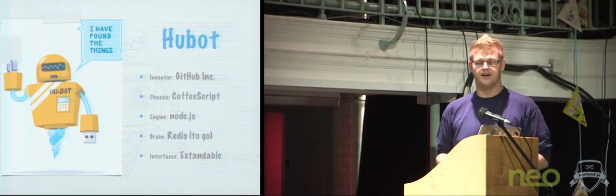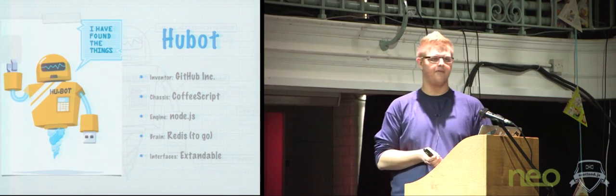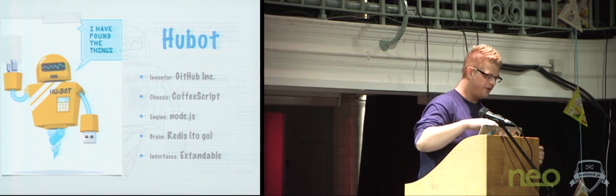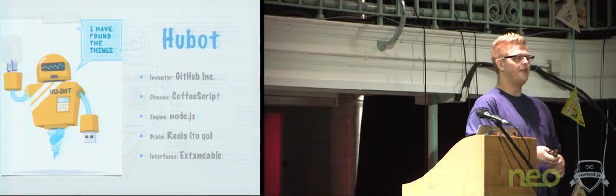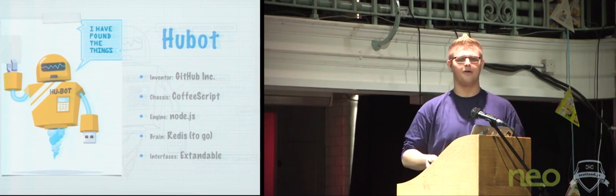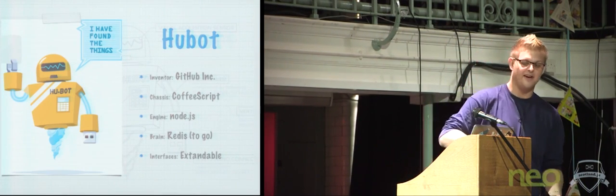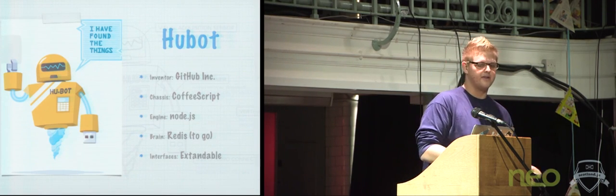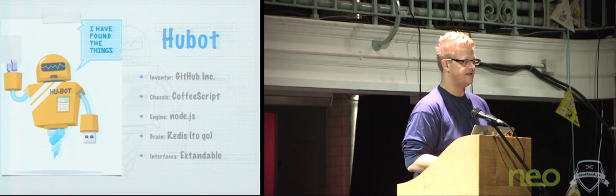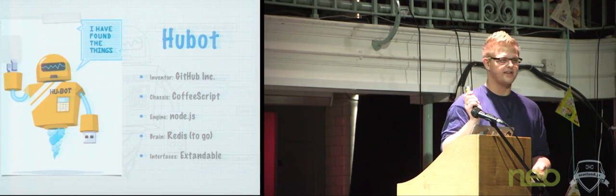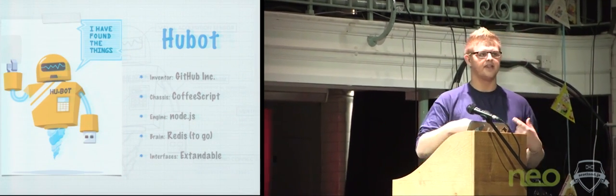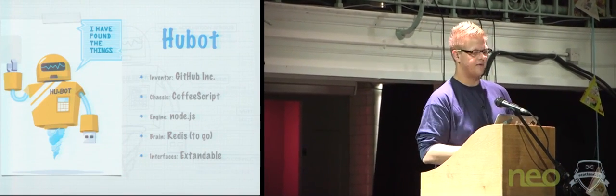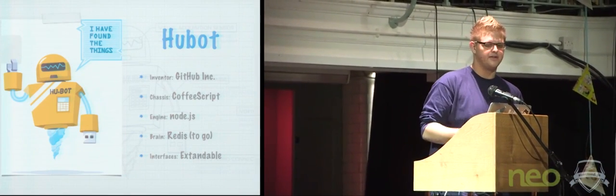Hubot was invented by GitHub. A fun story: they had hubot long before the open source version, but they said it was such crap code they didn't want to open source it, so they rewrote it and open sourced it. And it's written in CoffeeScript using Node and has lots of storage engines, and the default is Redis. And when you're hosting it on any platform as a service provider, you can also use Redis To Go.